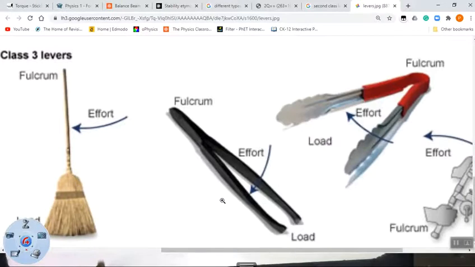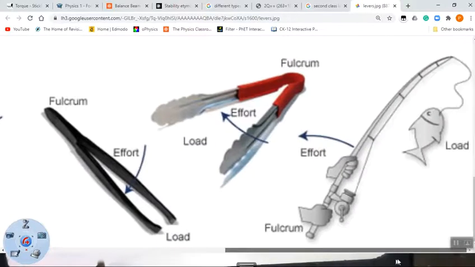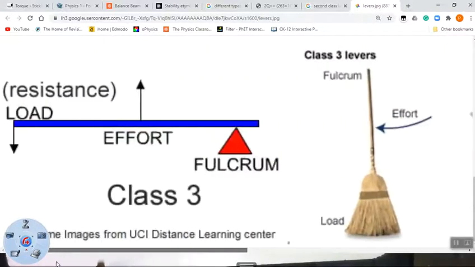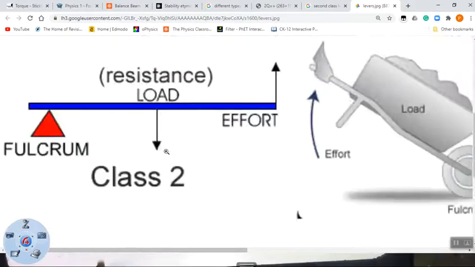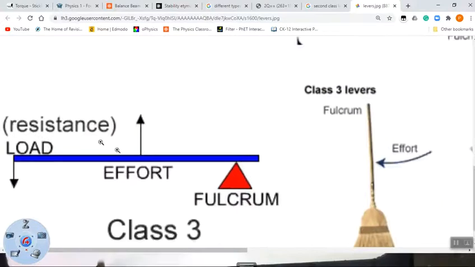Tweezers are much more understandable. Here is a pry tong, which also works similarly, and a fishing rod, that's the right word. You apply the effort in the middle, and the load is at the tip. So class 3: the load is at the back and the effort is in the middle. Class 2: the load is in the middle and the effort is at the back. So the force that you apply and the object that you're physically moving.